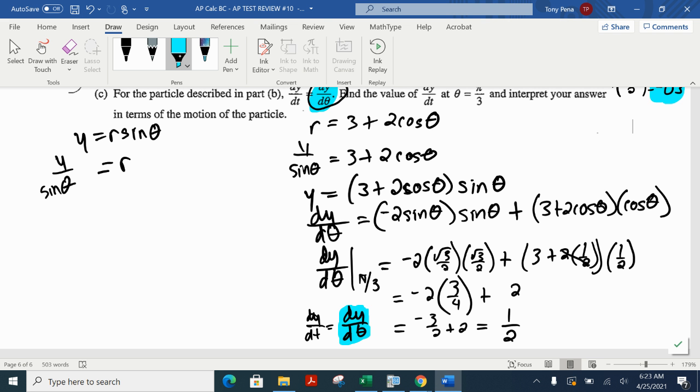So when it asks, how does this get interpreted in terms of the motion of the particle? What we said with this one is, if we're moving up and down, we're moving farther. So this was our 1/2. Most importantly, this is a positive 1/2. So what that is telling us is we're moving farther away from the x-axis at the time of pi over 3. So hopefully that makes some sense.